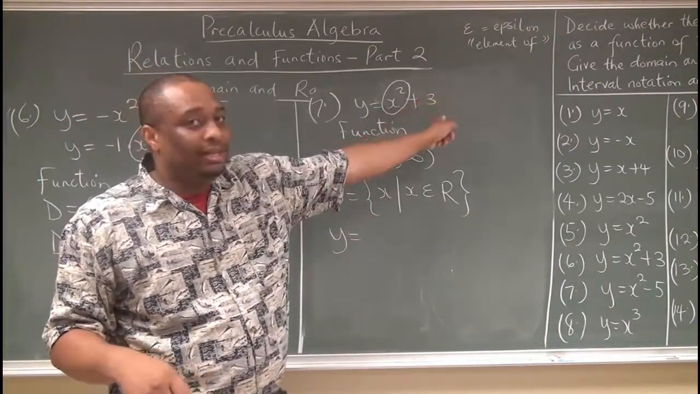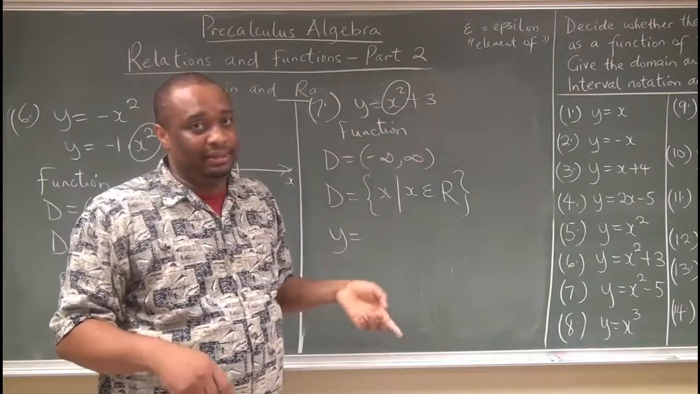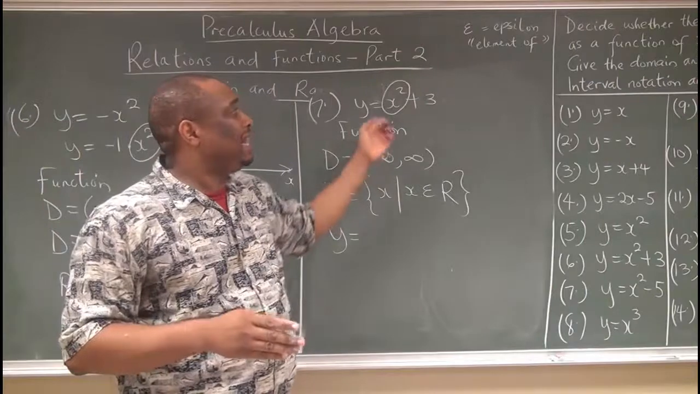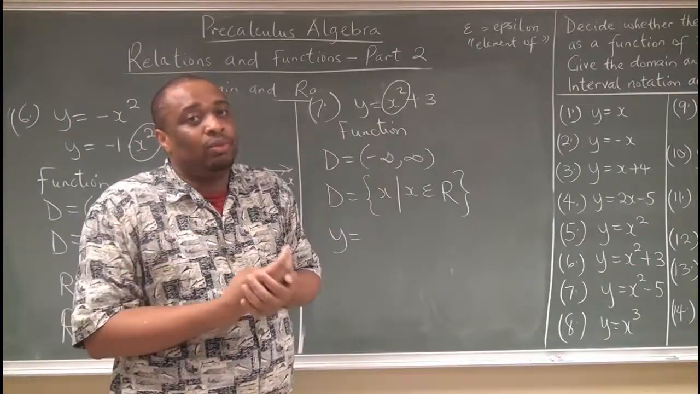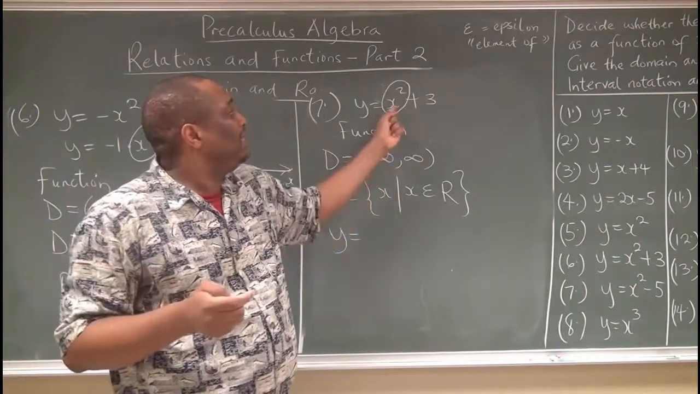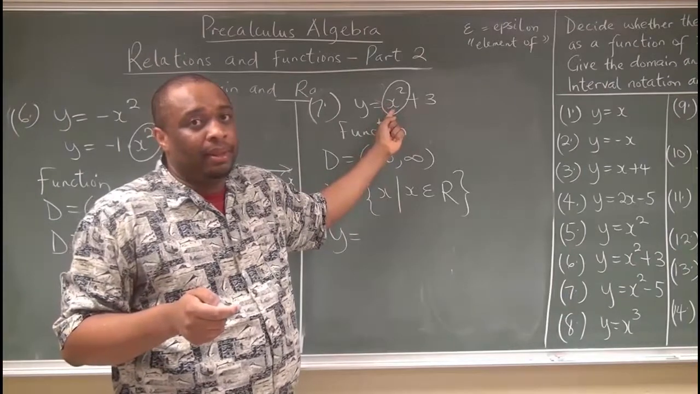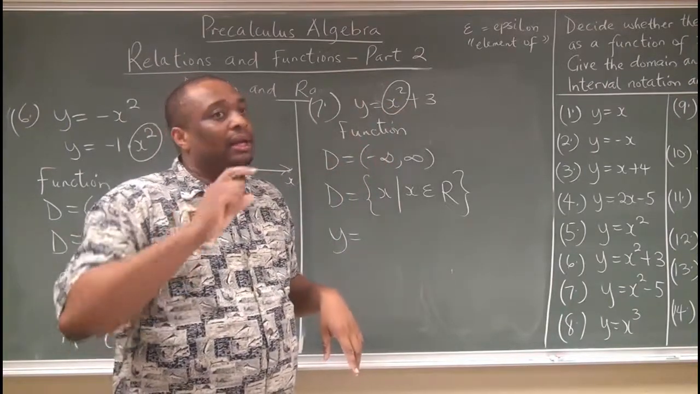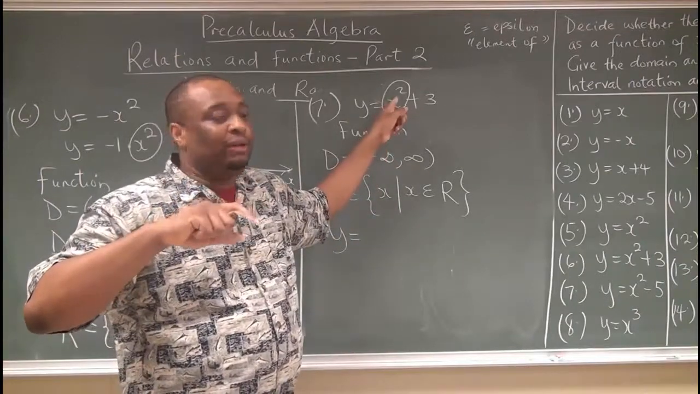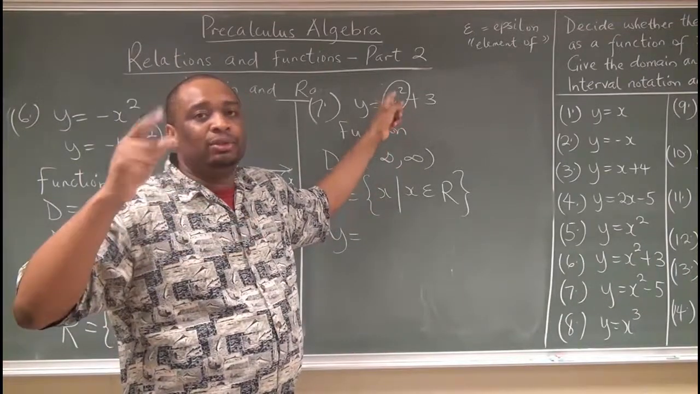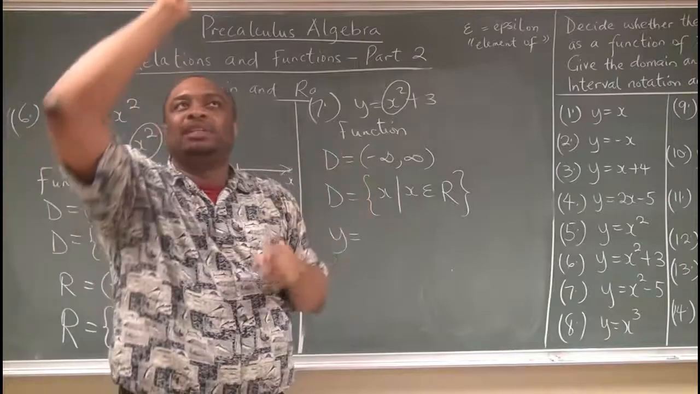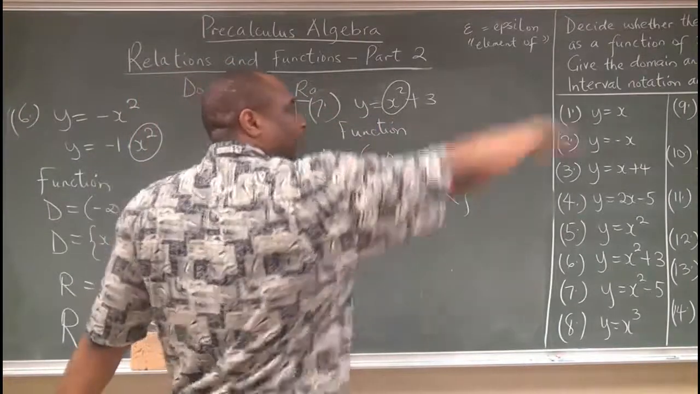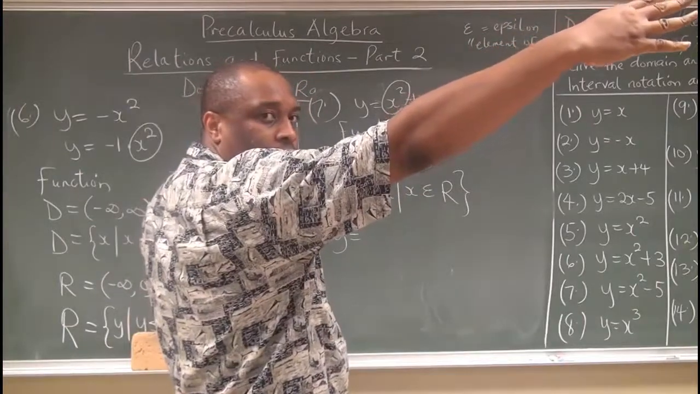So 0 plus 3 is 3. So it's going to now start from 3. It's not going to start from 0. If it was x squared, then it will start from 0. But 0 is the minimum here, and that 0 plus 3 is 3. If you now do negative 1 all squared, it will be 1, 1 plus 3, 4. But it will be from 3 moving to the right, from 3 and more.